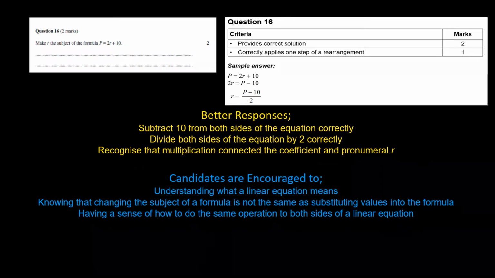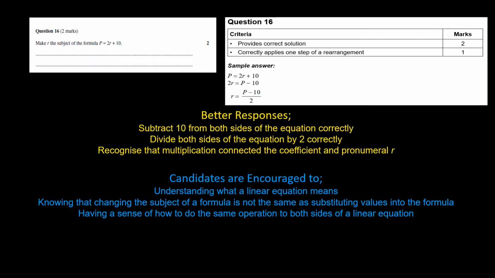They then divided both sides of the equation by 2 and recognised that the multiplication connected the coefficient and the pronumeral R. Candidates are encouraged to understand what a linear equation is, and really emphasise the fact that to make R the subject, we need R on one side and other values on the other. Know that changing the subject of a formula is not the same as substituting values into the formula. Have a sense of how to do the same operation to both sides of a linear equation.